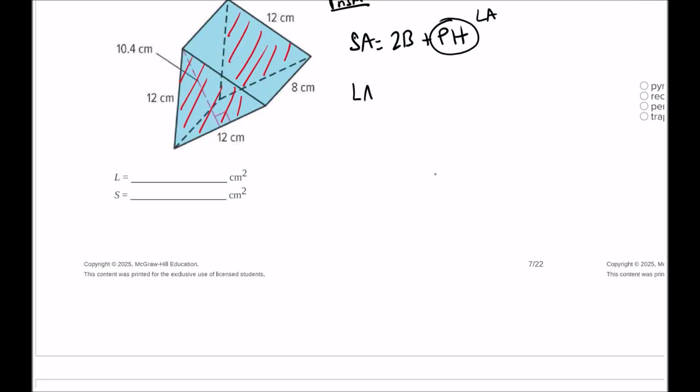So the lateral area, which they call L here, is the same thing, it's PH. So let's do that. I use big H instead of little h. The shape of the base is a triangle here, and it's 12 centimeters here, and the height has to be at a right angle to it. It's 10.4 centimeters. And it's 12 centimeters here and 12 centimeters here.